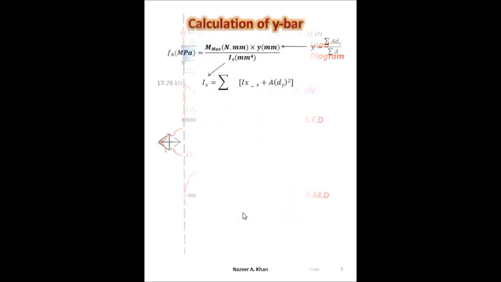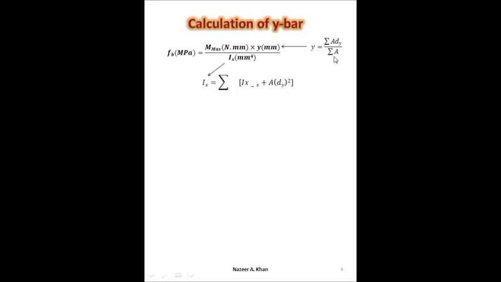To calculate the bending stress, we need to use this formula here. The formula says bending stress in MPa is equal to maximum moment in Newton millimeters times the Y bar in millimeters, divided by the inertia value, which is in millimeters to the fourth. This is the inertia value for the complex shape. When we look at the moment, we already picked it off from the previous diagram, so we have that already. These two values we don't have, and the formula for calculating the Y bar is right there.